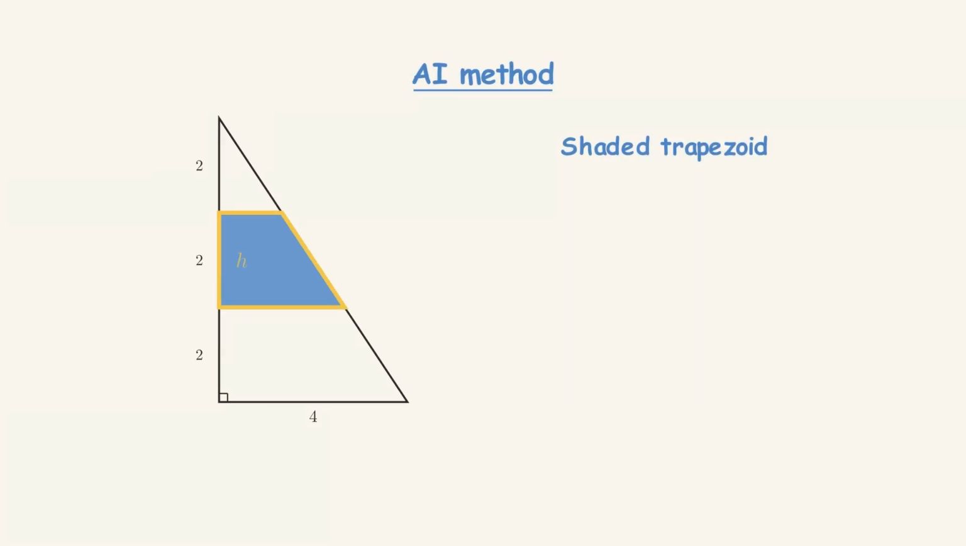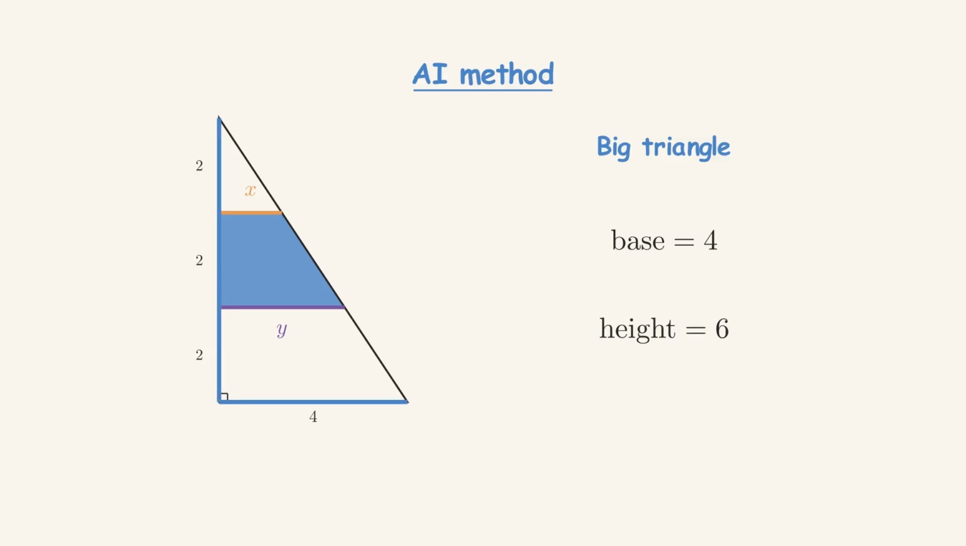The shaded region is a trapezoid. We know its height is 2, but we don't know its two bases. Let's call them x and y. The big triangle is the entire triangle. It has a height of 6 and a base of 4.